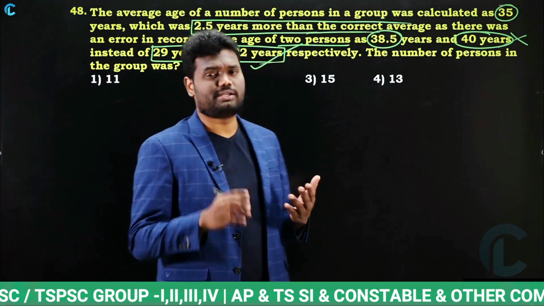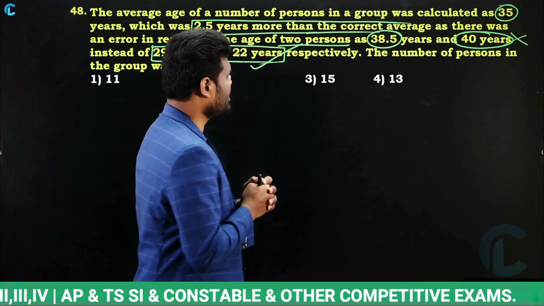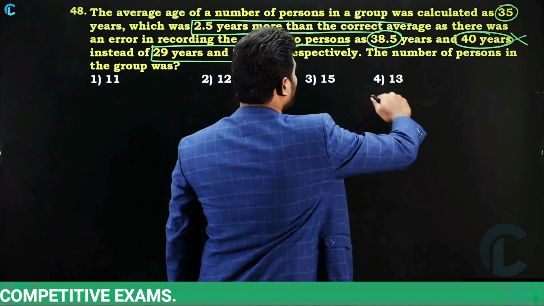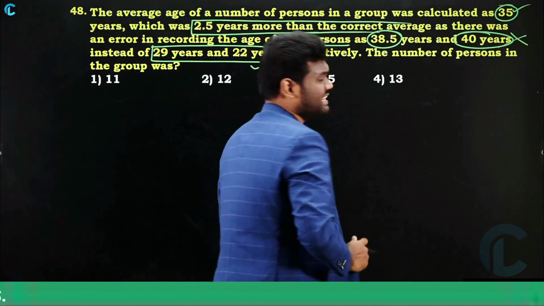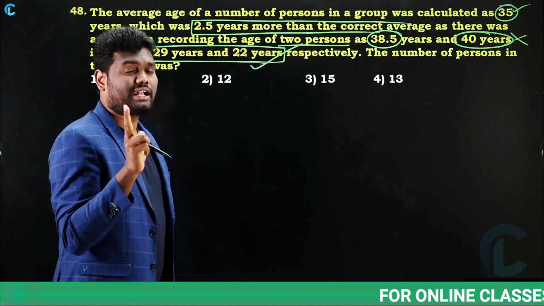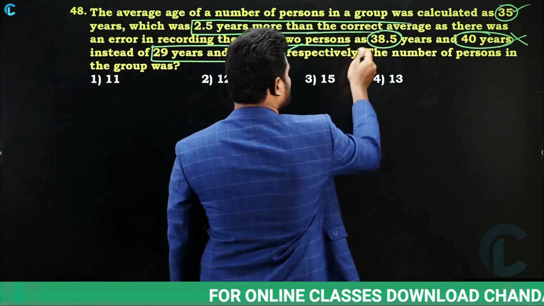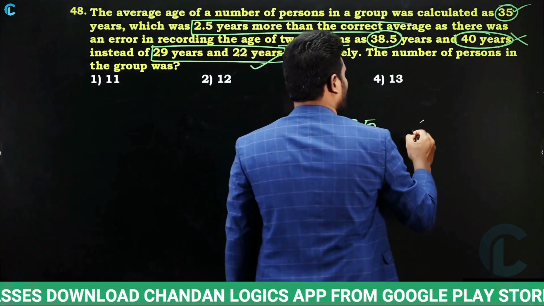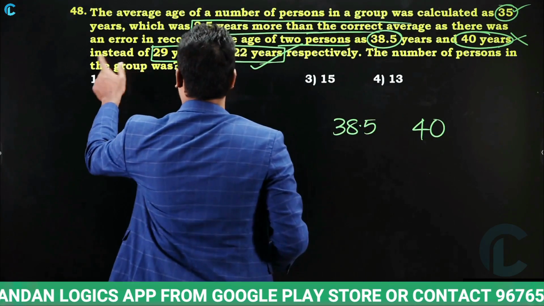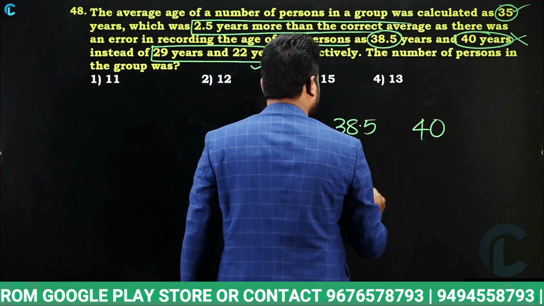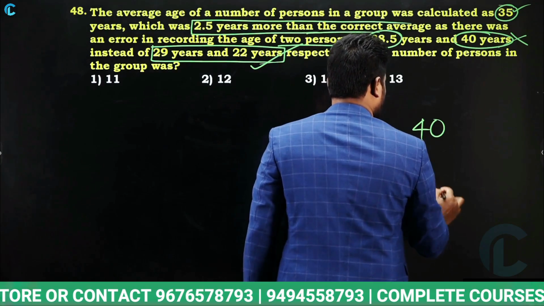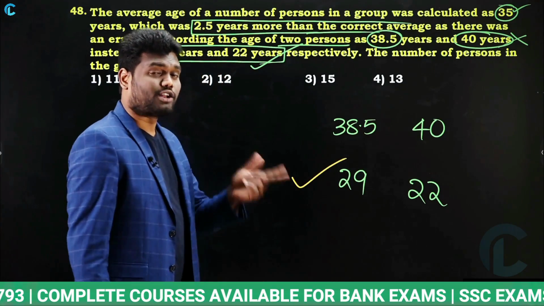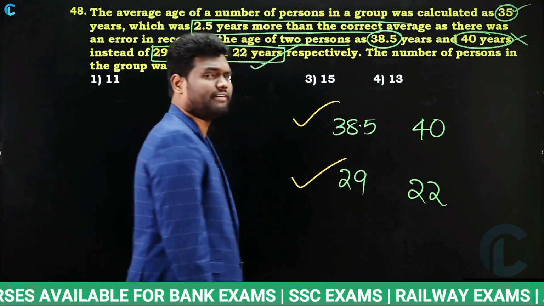Now even this question is also similar to the previous question. Okay, just observe here carefully. Now what is the question saying? The whole group average is like 35. But two numbers were taken wrongly. What are those two numbers? One is like 38.5 and other is like 40. But what are the correct values? Correct values are nothing but 29 and 22. So actually speaking, the correct values are 29, 22, but wrongly entered as 38.5 and 40.